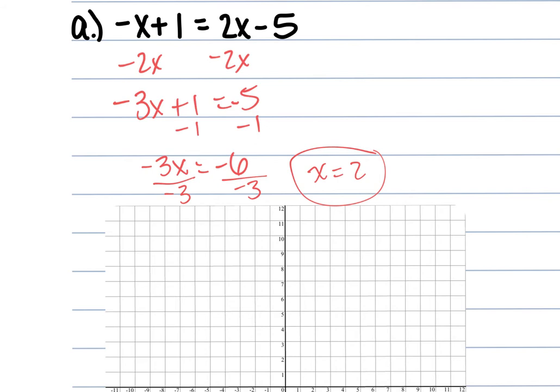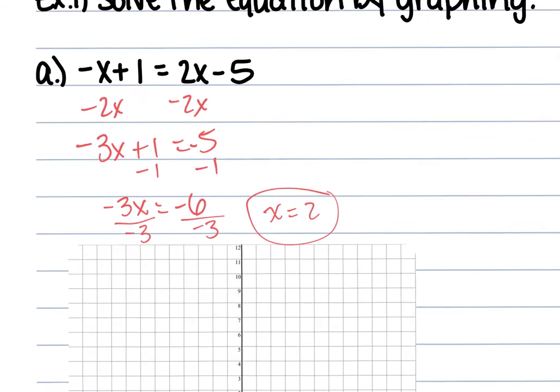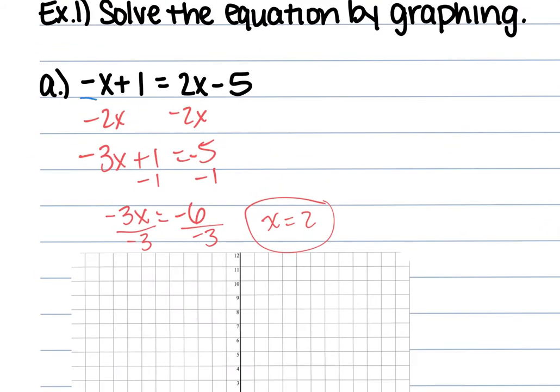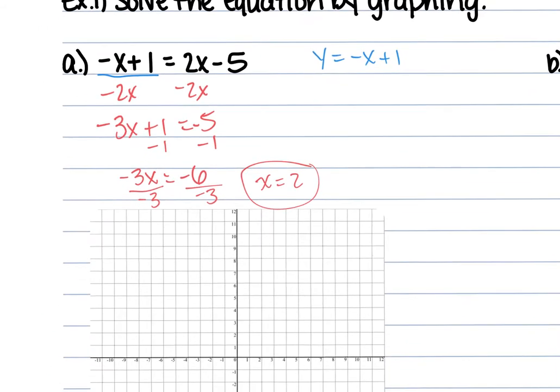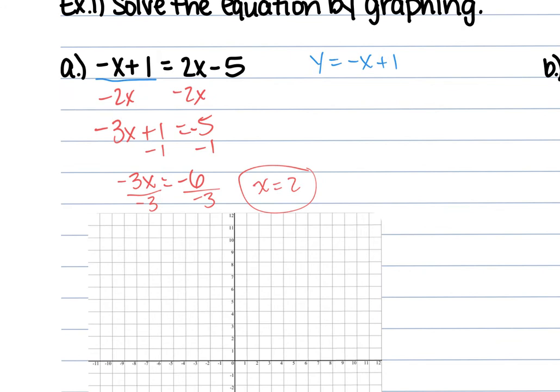So, take one color. I don't care what color it is. I'm going to use blue. And write the equation. After you underline negative x plus 1, write y equals negative x plus 1. Okay? Now, let's go ahead and graph that. How would I graph y equals negative x plus 1? German?